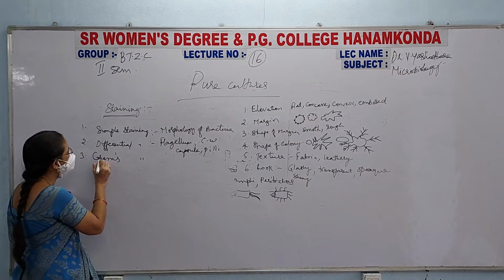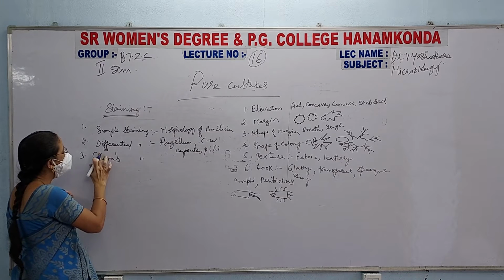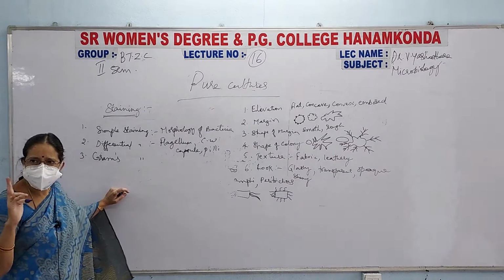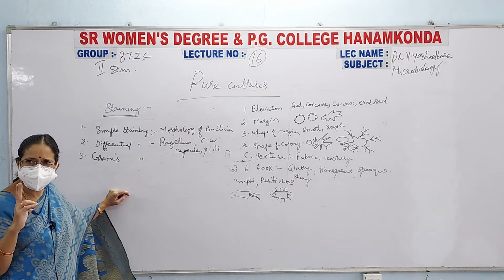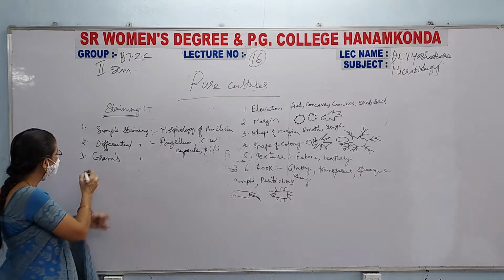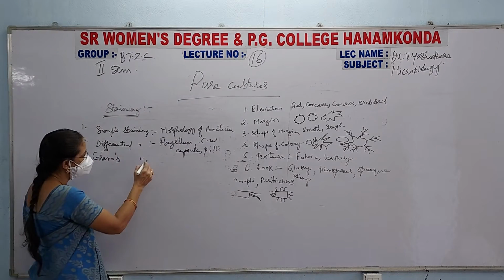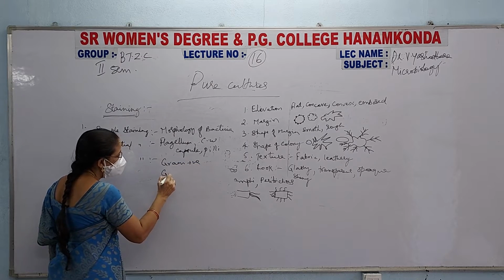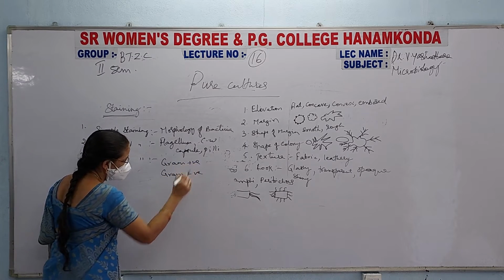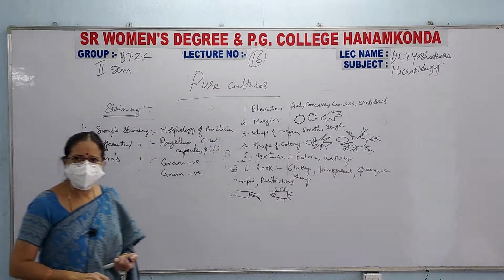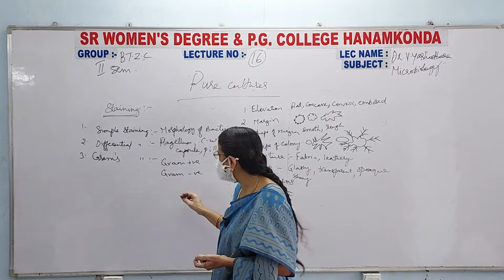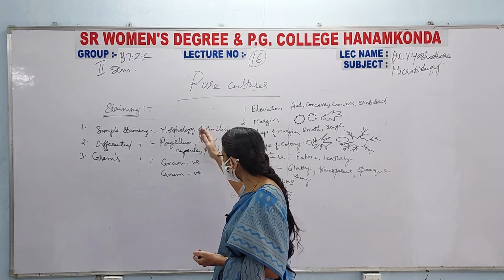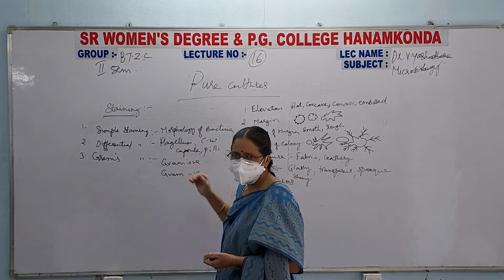Now coming to Gram staining. In this Gram staining you will be using two dyes, that is, two coloring agents, and it helps you identify gram positive and gram negative bacteria. Both can be identified with the help of Gram staining. Okay, so this is your staining process.